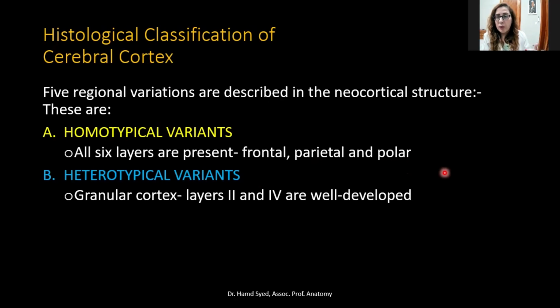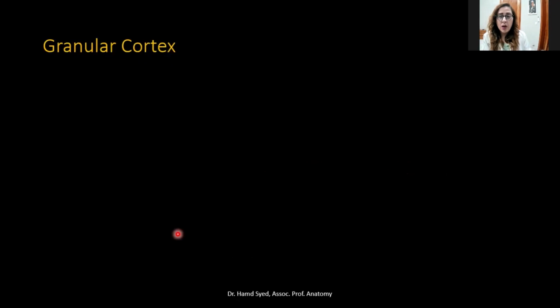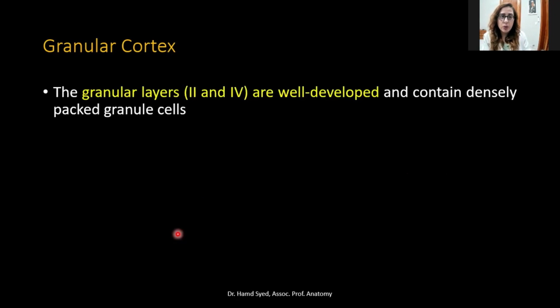So this can be either of 2 types. It can be the granular cortex, in which layers 2 and 4 are well developed, or it can be the agranular cortex, in which layers 3 and 5 are well developed. So based on this classification, when we're talking about heterotypical variants, first we're going to discuss the granular cortex.